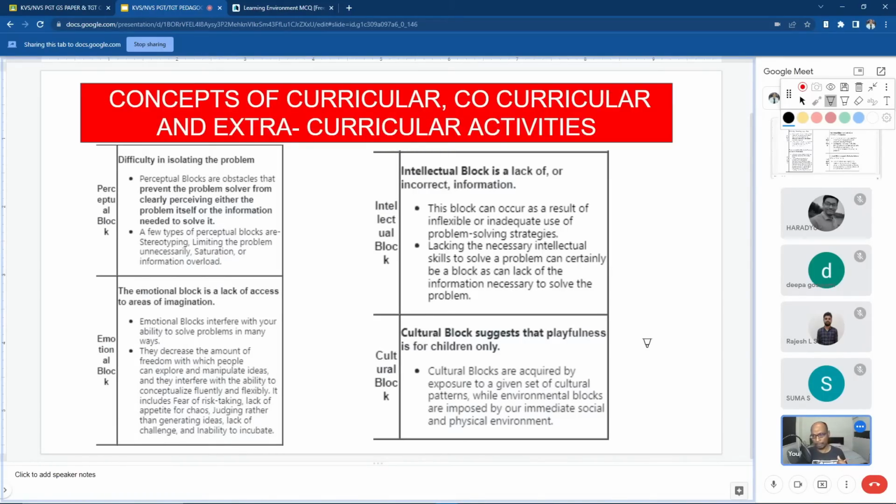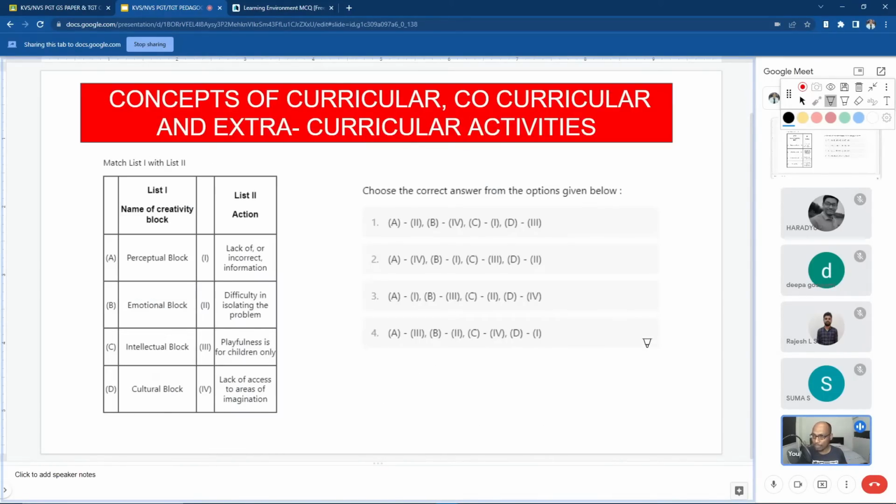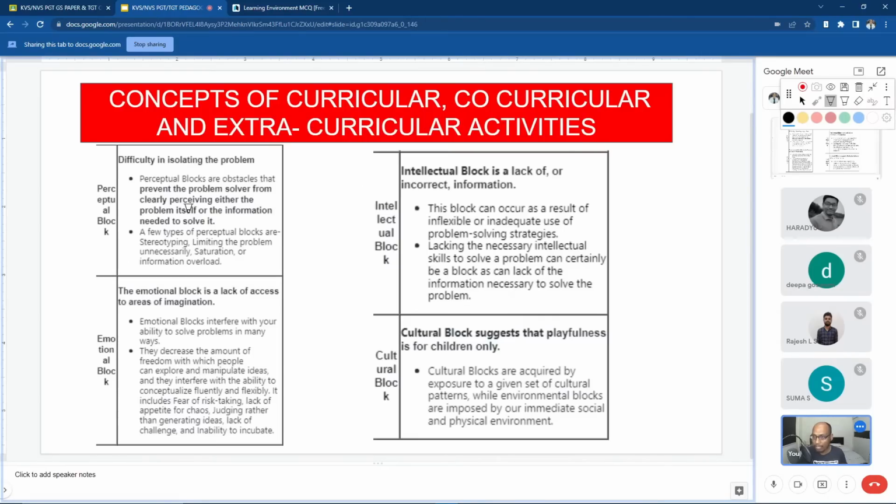Now, perceptual block. What are these actually? Different creativity blocks are there. Perceptual block of creativity means difficulty in isolating the problem. Perceptual blocks are obstacles that prevent the problem solver from clearly perceiving either the problem itself or the information needed to solve it. A few types of perceptual blocks are stereotyping, limiting the problem unnecessarily, saturation, or information overload.